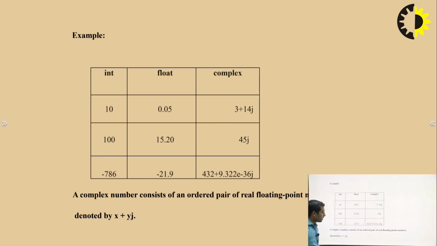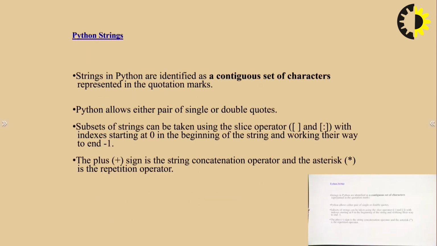A complex number consists of an ordered pair of real floating point numbers denoted by x plus yj, as here x plus yj. Here 3 is x and 14 with j is y, so this is the real plus imaginary part.